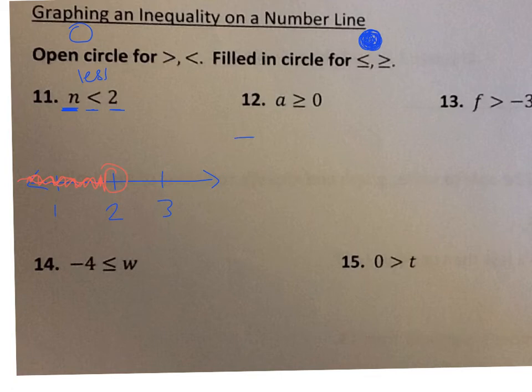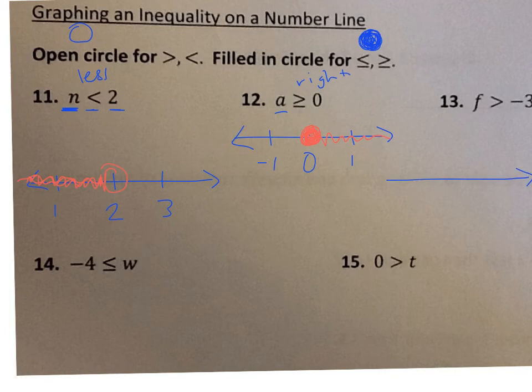All right, number 12. We're going to read the inequality. It says A is greater than or equal to 0, and greater than goes to the right. So again, we plug our value in the center, one more, one less. And it's greater than or equal to, so we're going to have a filled in circle, and greater than goes to the right. So all of the values in that pink shaded region are solutions of the graph.